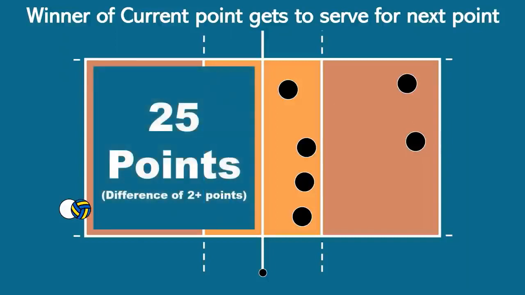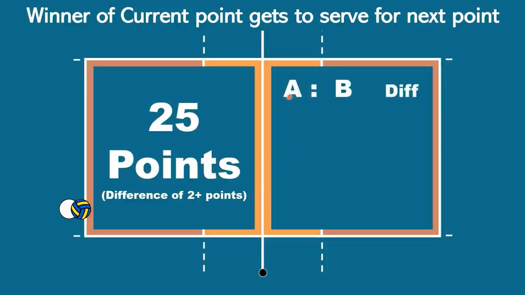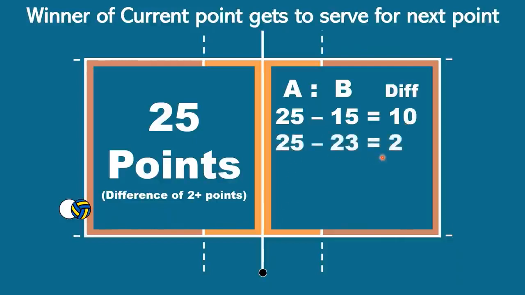25 points are required to win one set, with a difference of 2 points. What that means is, let's say you are team A, and I am team B. You have 25 points, I have 15 points. The difference is 10, it's more than 2, so you won that set. 25-23, the difference is 2, you won that set. 25-24, the difference is 1, so you didn't really win this game even though you have 25 points, because the difference is 1. So now you need to win 1 more point.